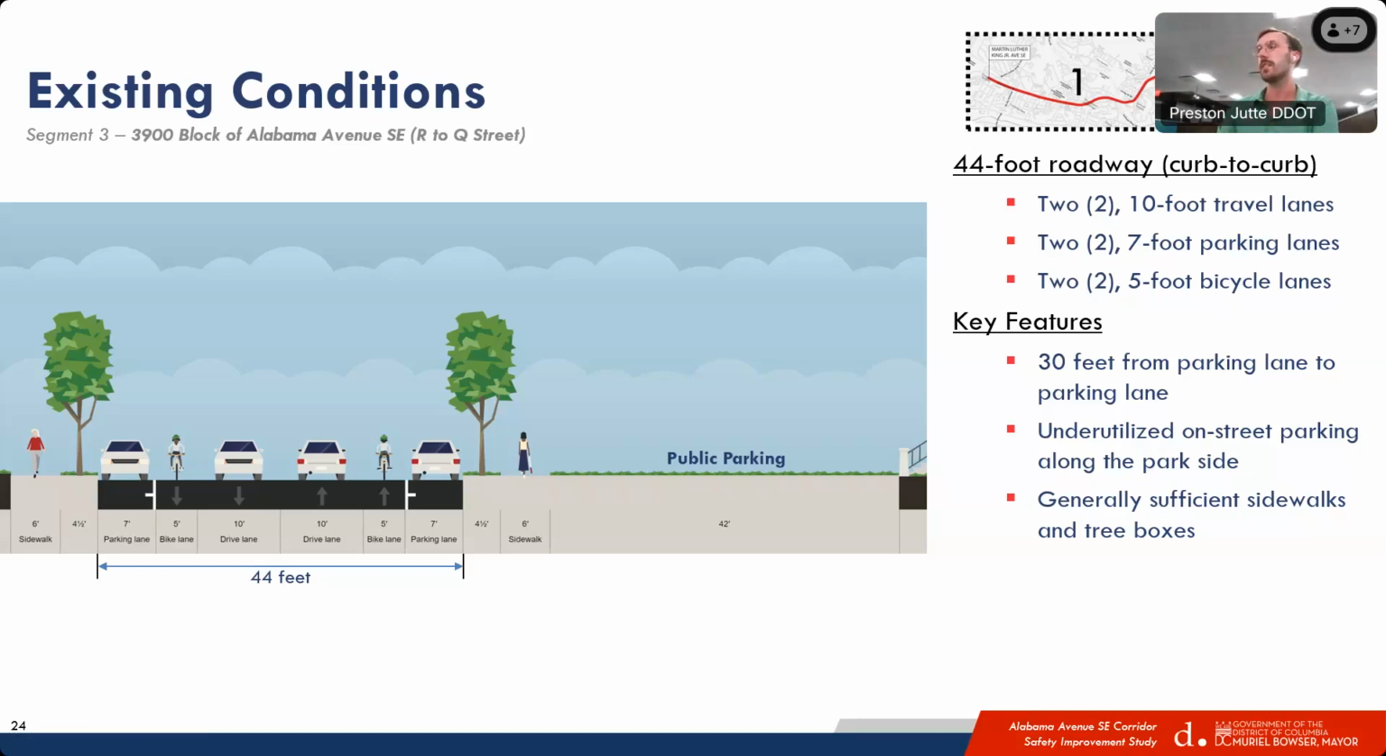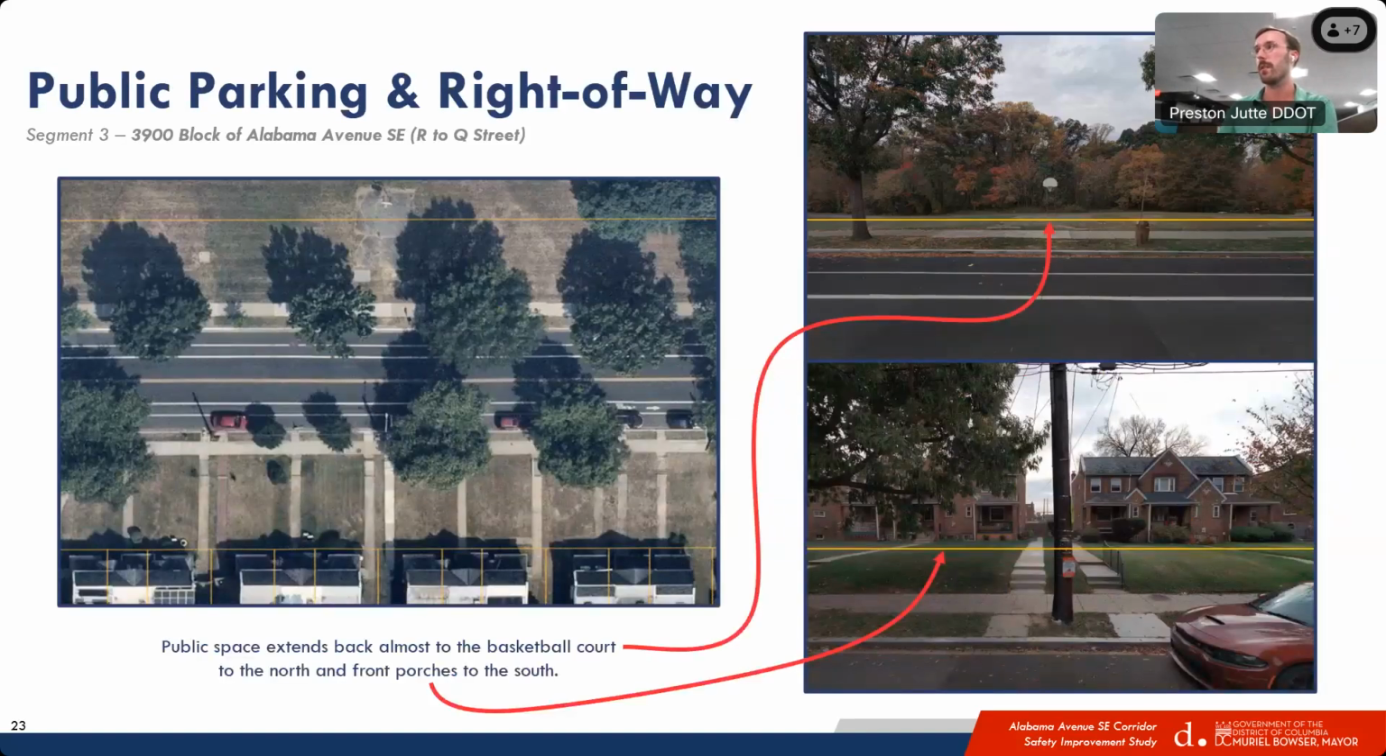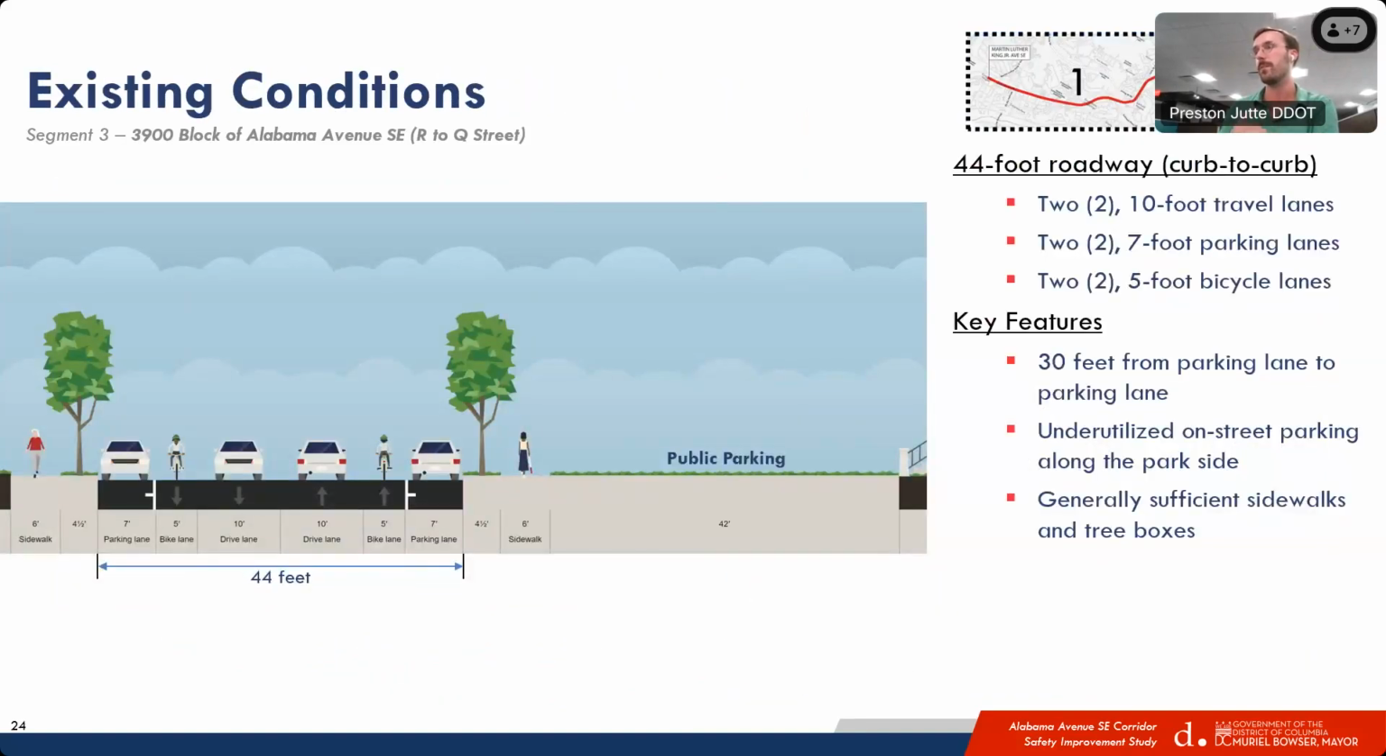So this is existing conditions. I showed you what that looks like from a person's view. This is that cross section. Generally speaking, we have sufficient sidewalks and tree boxes for the most part along segment 3, along the more park-like area. And on the park side, it is generally underutilized on-street parking. Now, I don't want to negate the fact that it is used on Saturdays and Sundays and for events, but based on the data that we've seen and anecdotally from folks, it is generally underutilized. There is a lot of available space on that park side.